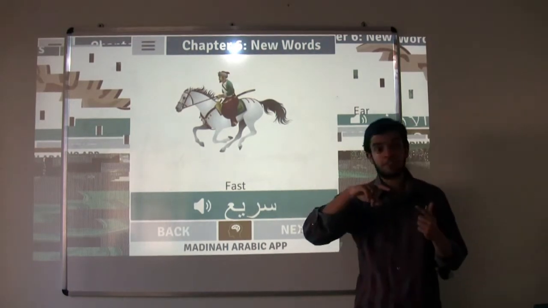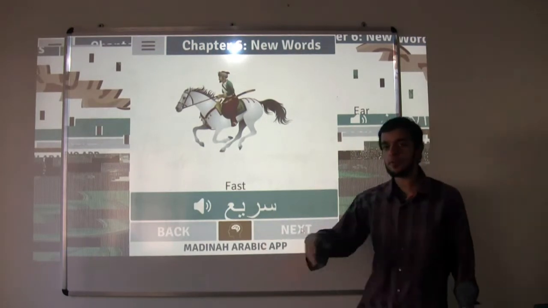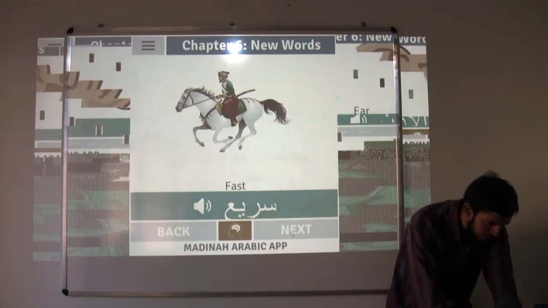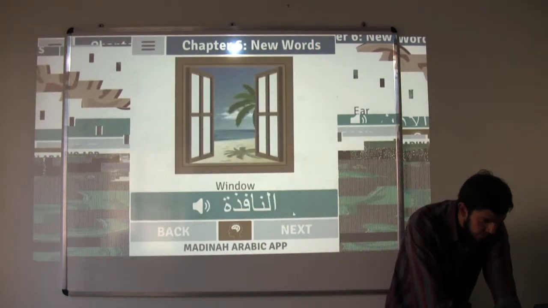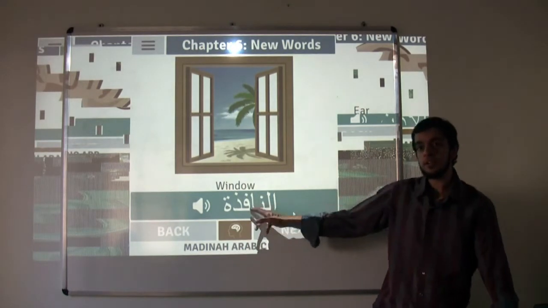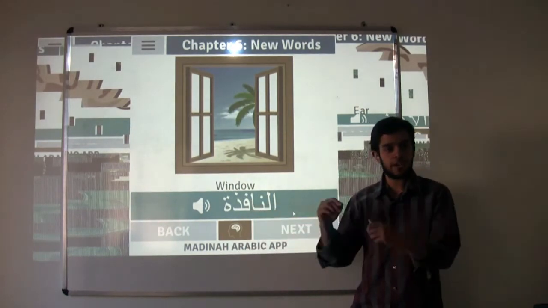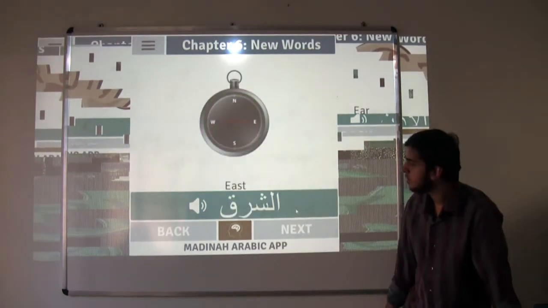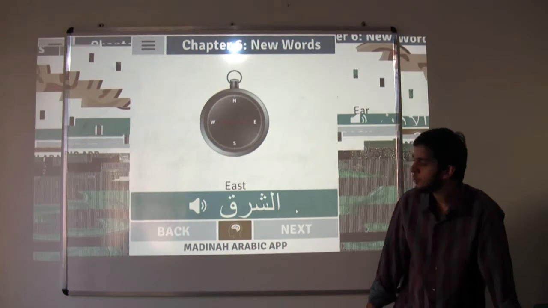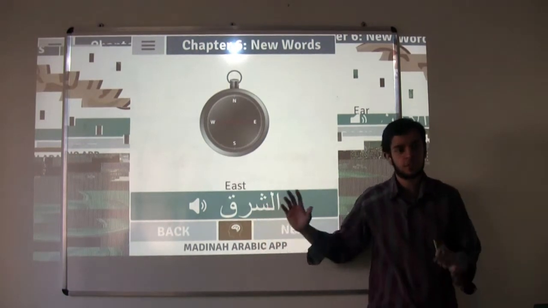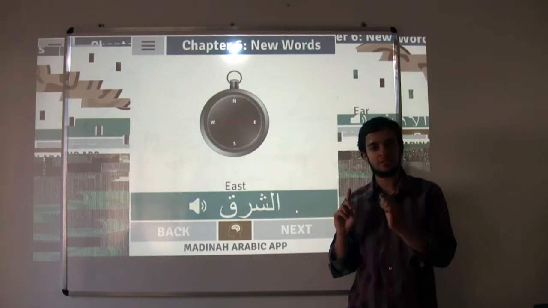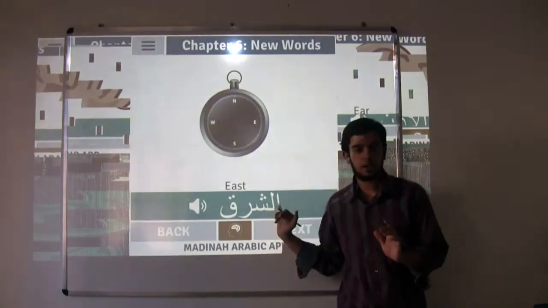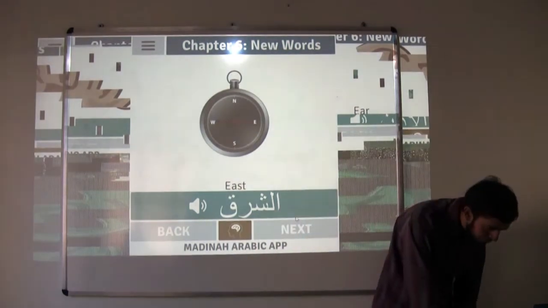Okay, Sariyun, as I told you, fast or quick. And how do you convert it to feminine? Sariyatun, simple as that. Just add the ta marbuta, that's it. An-nafidha, this is what I need you to remember for your writing exercise, which should start really soon. Ash-sharq is supposed to be mashriq. Another mistake. Sorry about that. It's mashriq, okay? We know mashriq and maghrib. Okay, this is a mistake. I'm sorry. It's al-mashriqu, okay? Al-mashriqu.